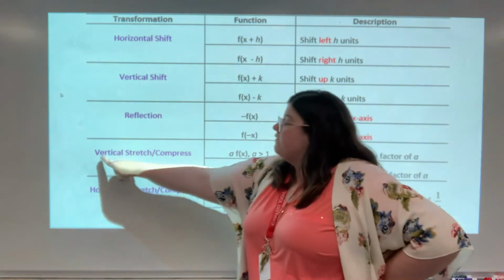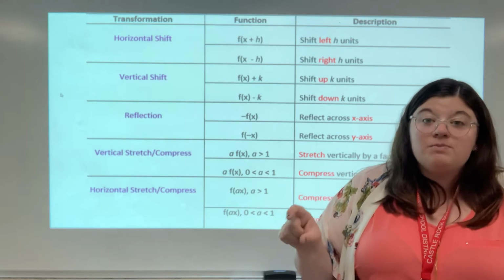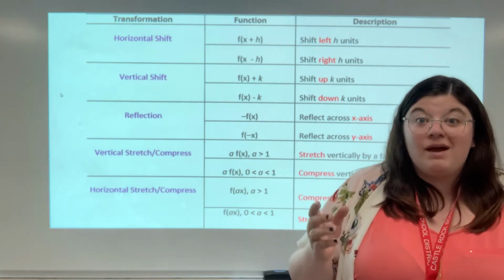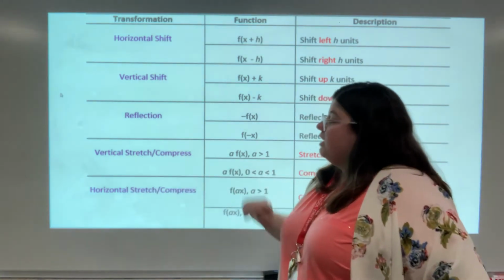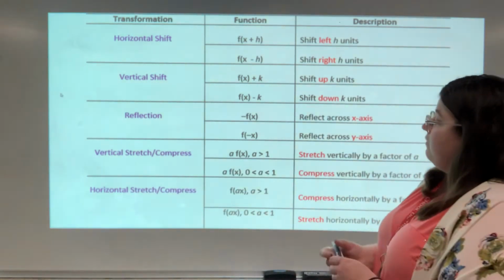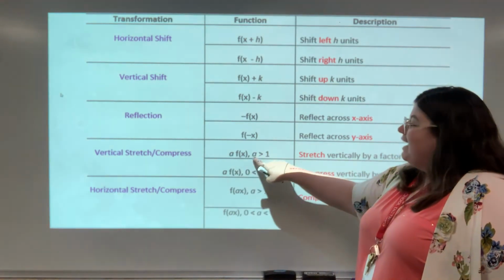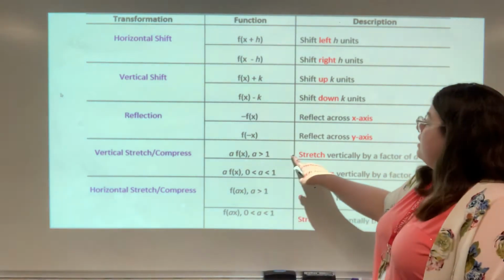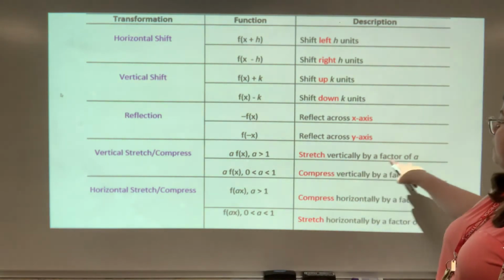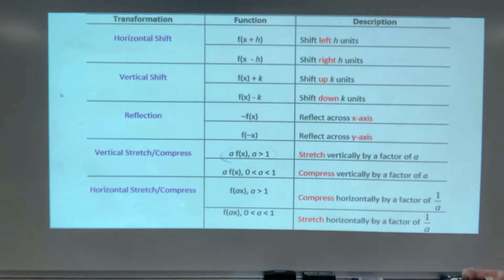So it's going to be a vertical stretch or compression. If I take a parameter and multiply it on the outside of my function, like we have 3 times f of x, it's going to be a vertical stretch or compression. So which one? Again, if you're looking at that PowerPoint, here I say a times f of x. When a is greater than 1, and indeed 3 is greater than 1, it is going to be a stretch vertically by a factor of a.